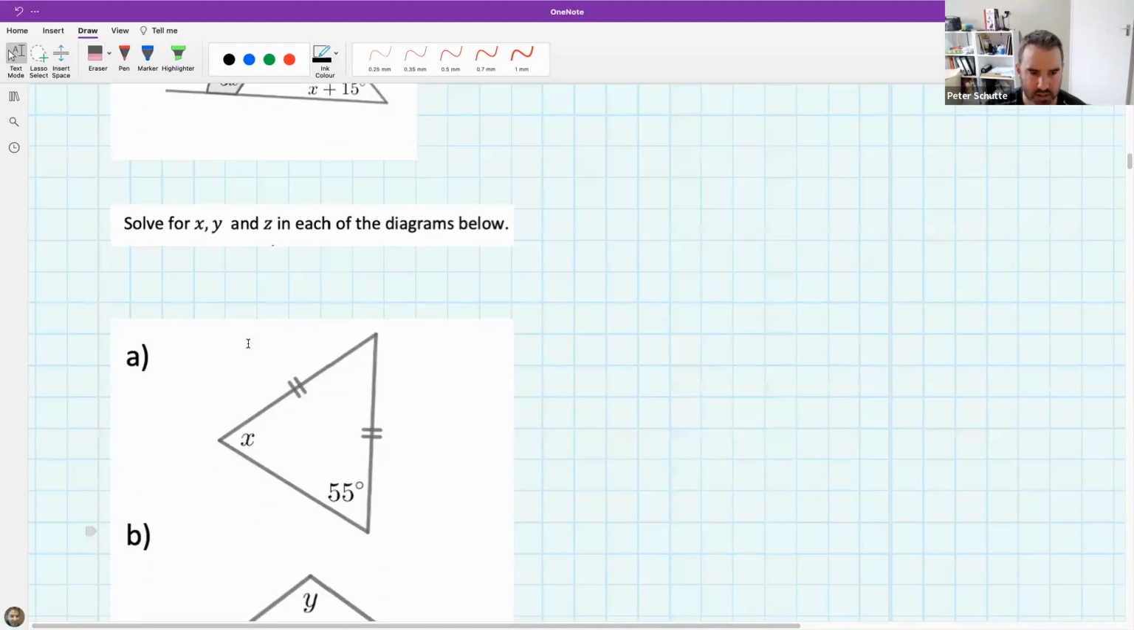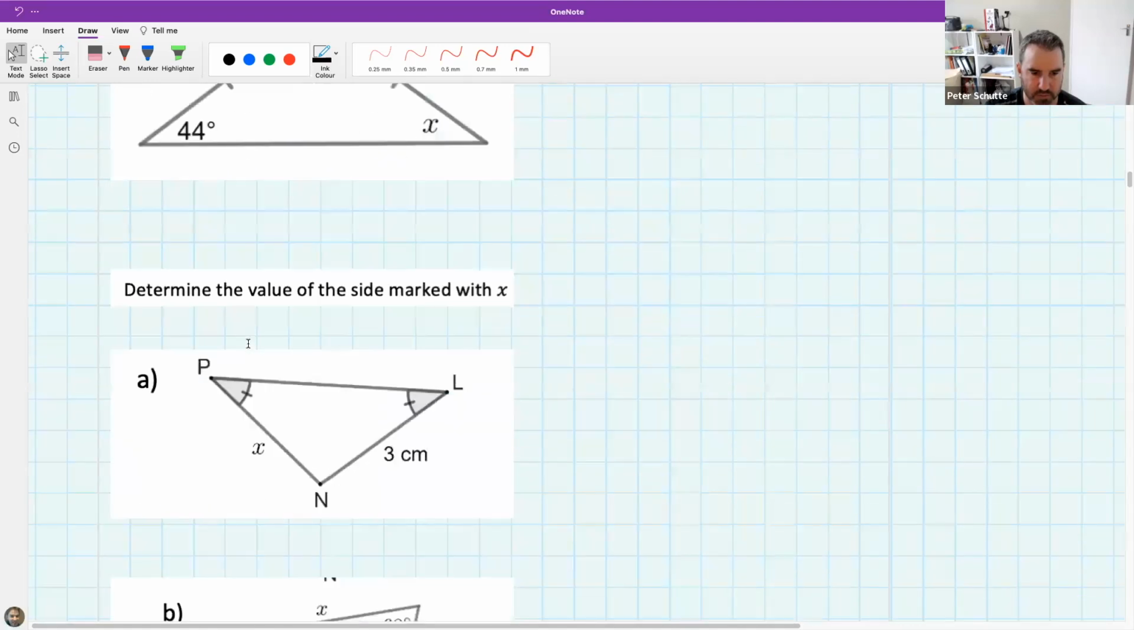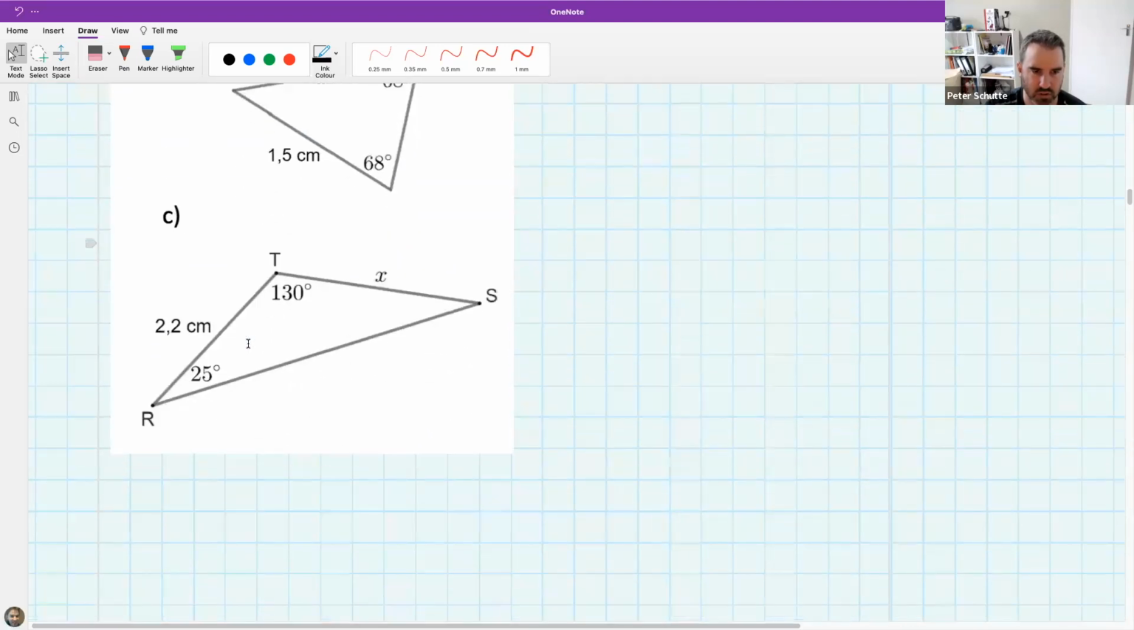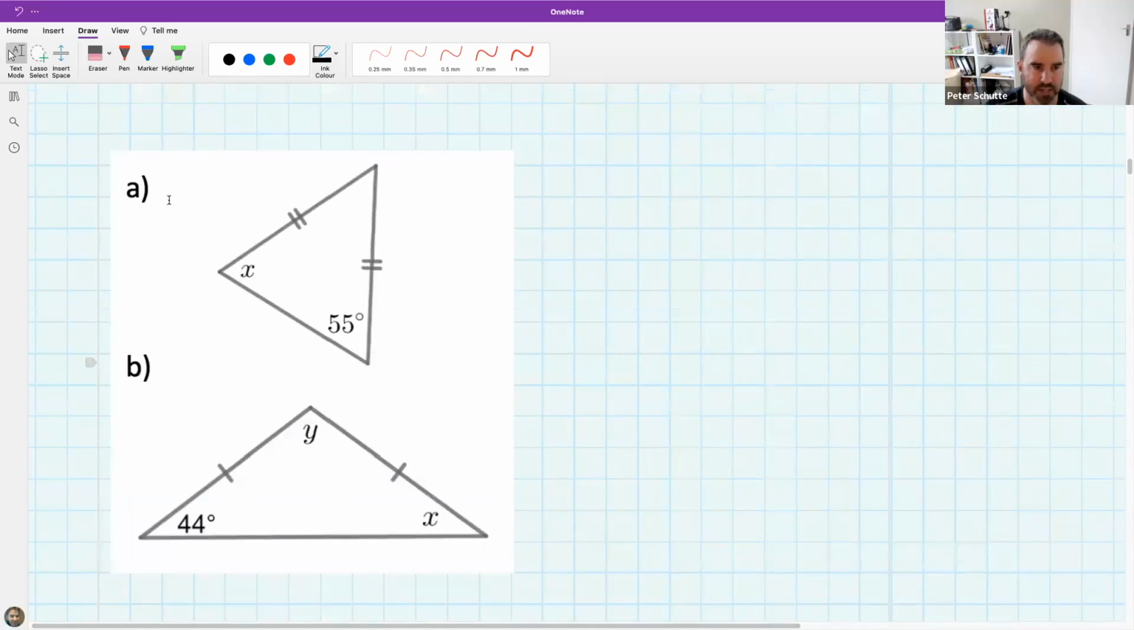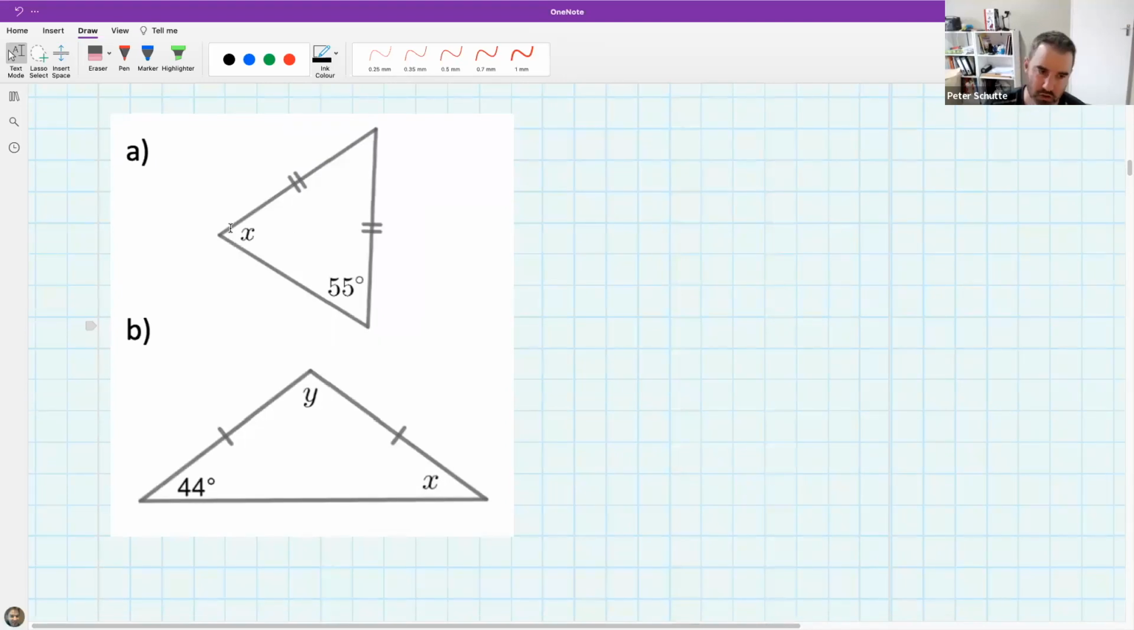Let me find something else, maybe something interesting. Let's do this one. Okay, B. I want you to solve for me for B. And in order to solve the triangle B, you have to find the value of X and you have to find the value of Y. So over to you guys. Can you find the value of X? Can you find the value of Y?